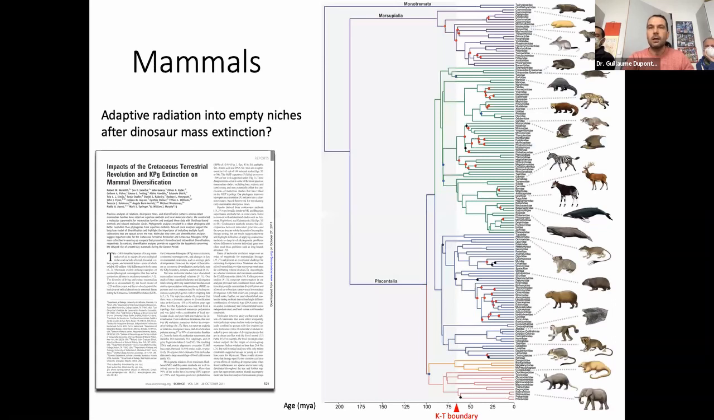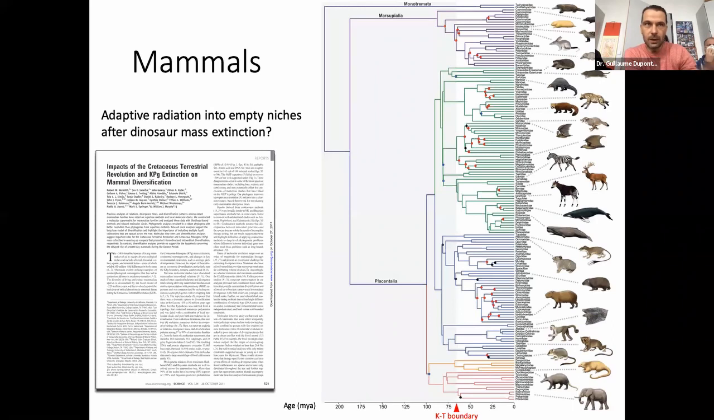Here's an example of a presumed adaptive radiation for most mammal groups after what was traditionally called the KT boundary, the Cretaceous, which is now the Paleogene boundary, 65 million years ago. So that's when this bolide, this asteroid, impacted the Earth and led to the mass extinction of dinosaurs.